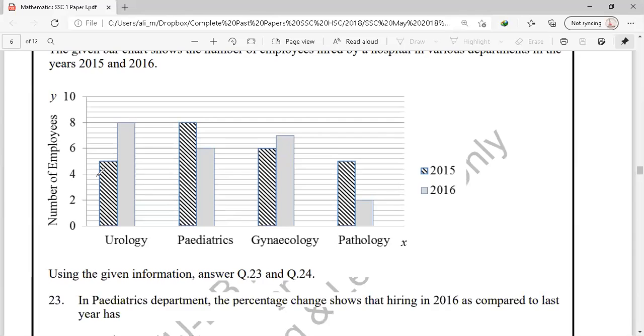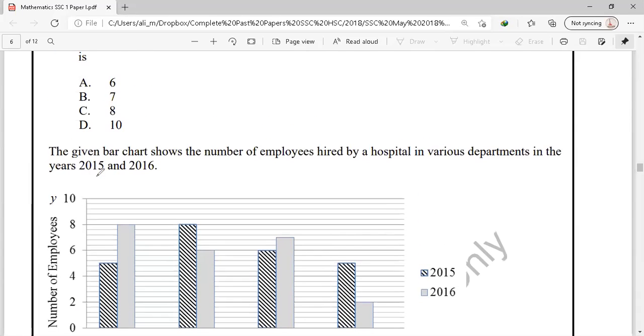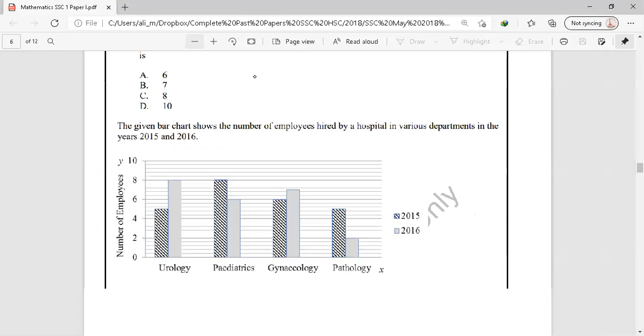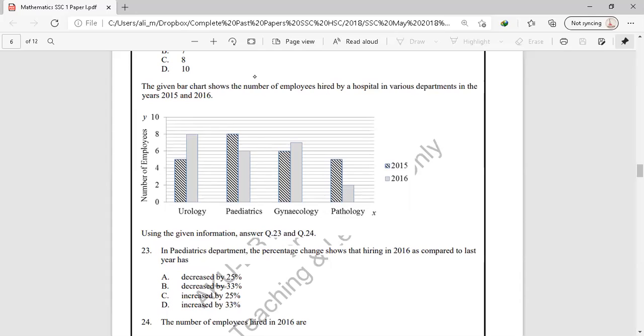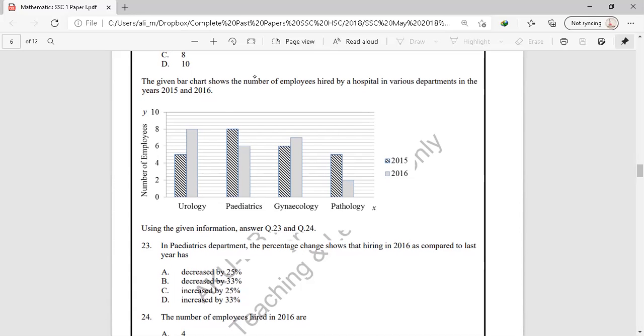So let's see the next question. In this question, we are given a graph. So let's see what we have in this graph. Let us look at the graph we have in this question. The bar chart shows the number of employees hired by a hospital in various departments in 2015 and 2016. So we have 4 departments: urology, pediatrics, gynecology, and pathology. Use the given information in question number 23 and 24. So question number 23 we have to answer with respect to this given graph.